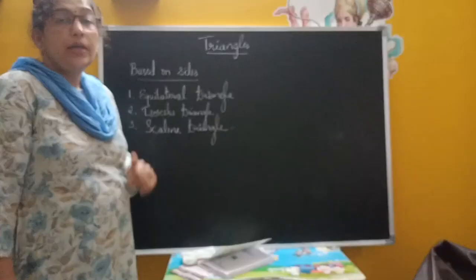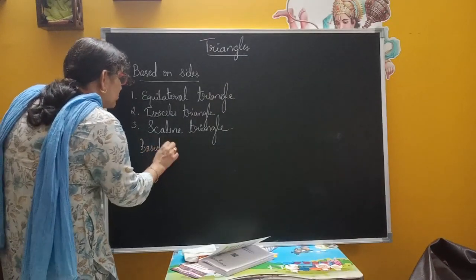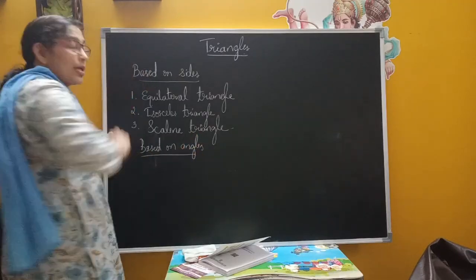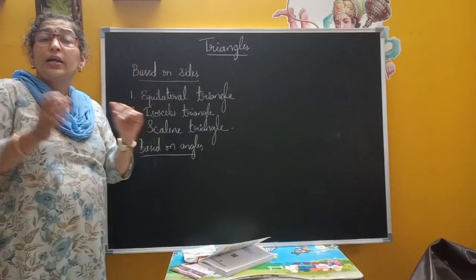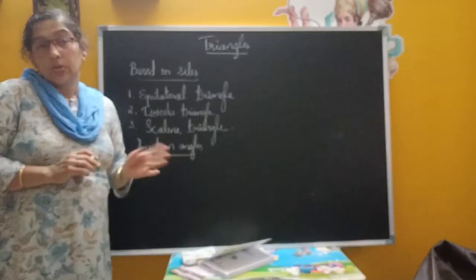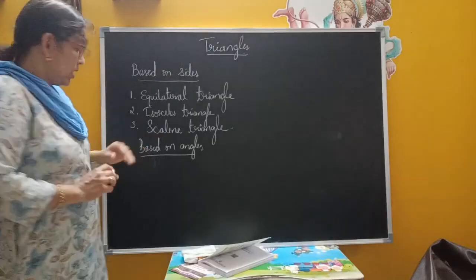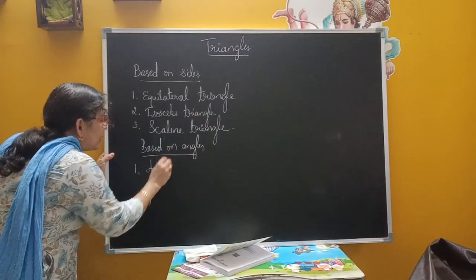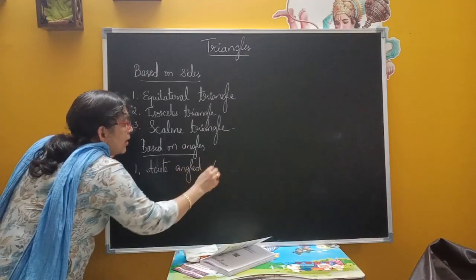Now, based on angles in a triangle, how can we classify them? These are the things you have learned in your previous classes, lower classes. If all three angles in a triangle are acute angles, acute angles meaning the angles measure less than 90 degrees, then what do we call that type of triangle? Acute angled triangle.